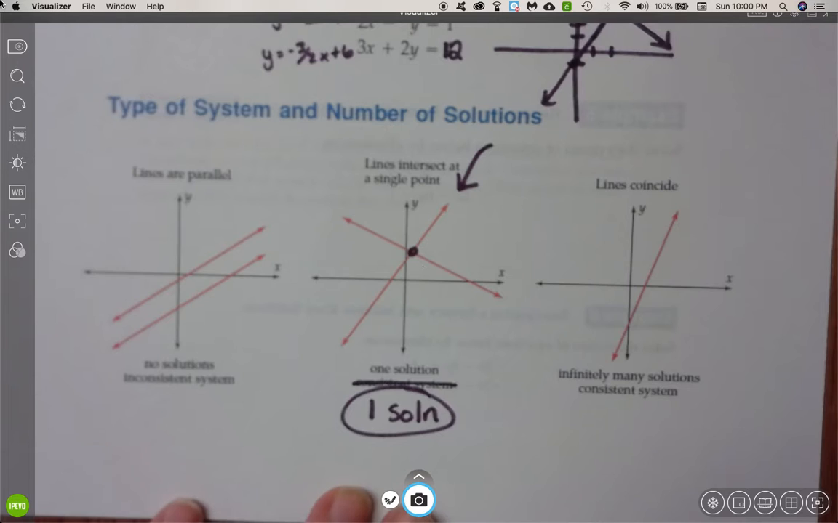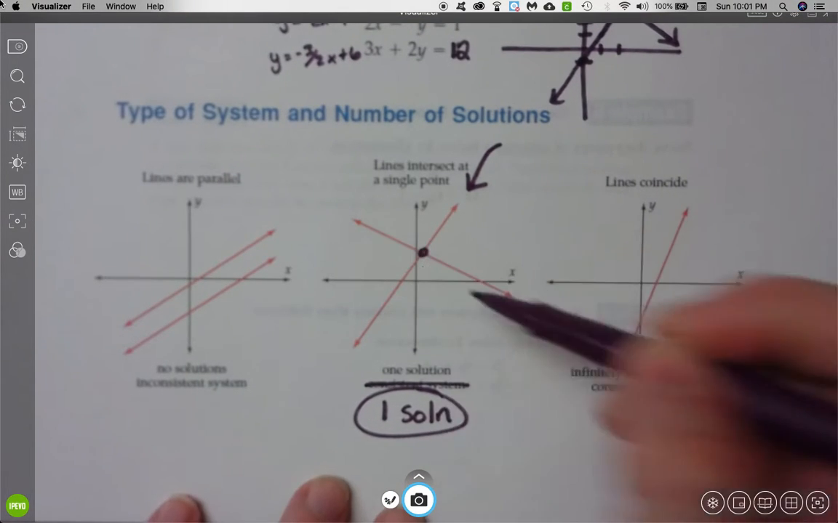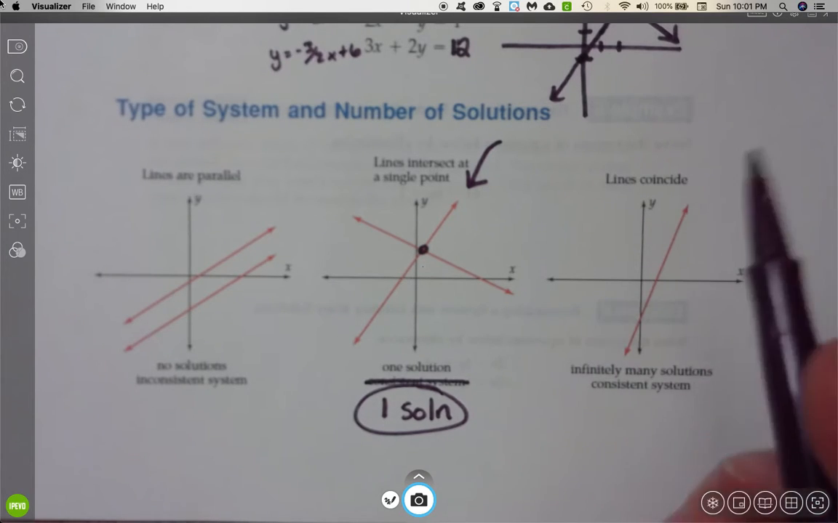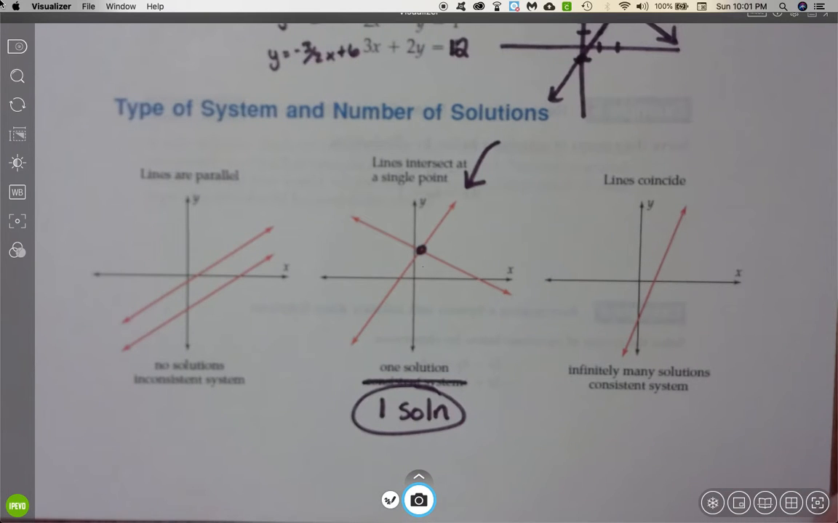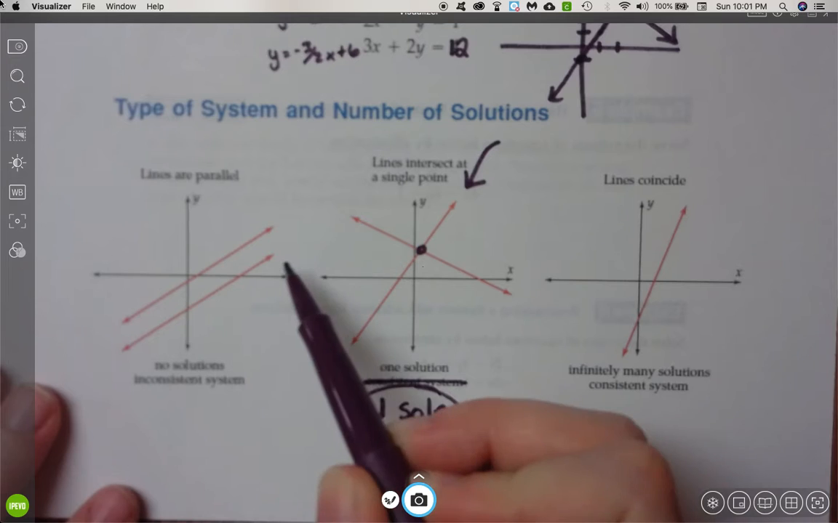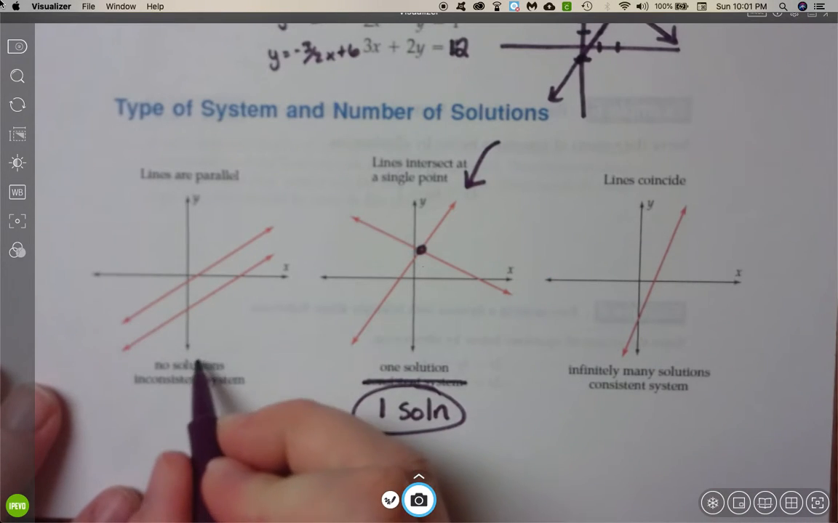I just always make sure I remember that that means one solution, okay? So the whole consistent, inconsistent, I don't really care about that verbiage, I guess. Just know that when two lines are crossing each other like that, there's one solution, okay? Now, you might have a scenario where the two lines are parallel to each other, or the two equations are parallel, in which case you would have no solution.